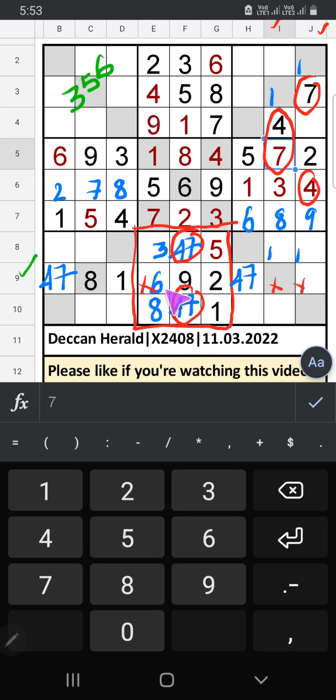Ninth row, 3 numbers are remaining: 3, 5, 6. Column I, we have 3. In this diagonal, we have 6. So 3 and 6 can't come in this cell. It will come in any one of the 2 cells. Then only one number is remaining, 5. 5 is confirmed here.